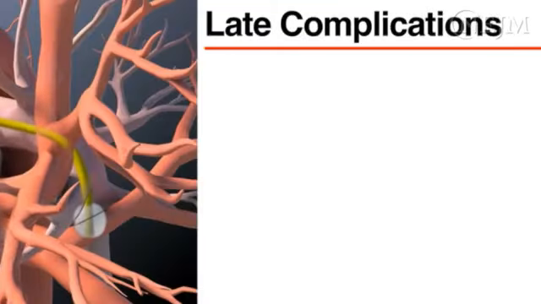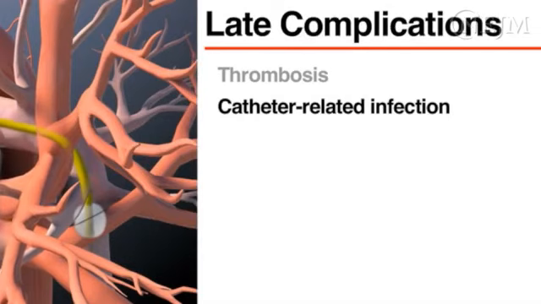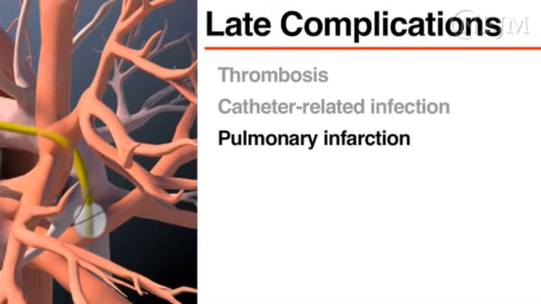Late complications include thrombosis, catheter-related infection, and pulmonary infarction. To reduce the risk of pulmonary infarction, ensure the catheter tip is in a position where full balloon inflation is required to measure a wedge pressure. Also, be sure to deflate the balloon after measurements of the wedge pressure have been completed.